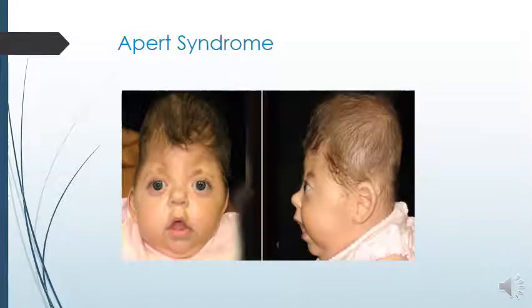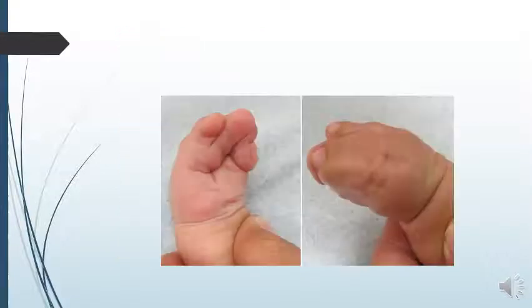This is a picture of a baby that has Apert syndrome. You can see the high forehead, the shallow orbits in the face, and the malformed skull. In this slide, you can see the malformed hands and you can see the syndactyly.